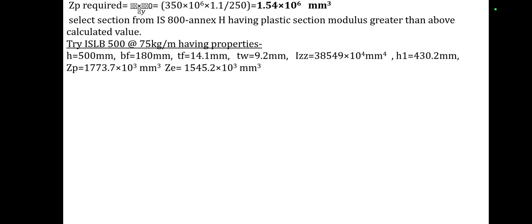Then we select the Zp, and the Zp of the section selected is 1773.37 into 10 raised to 3 mm cube, which is greater than 1540 into 10 raised to 3 mm cube. And from the steel table we get the value of Ze, which equals 145.2 into 10 raised to 3 mm cube. Note that we have to select the section according to the value of Zp, not according to the value of Ze. Many students get confused between Zp and Ze.